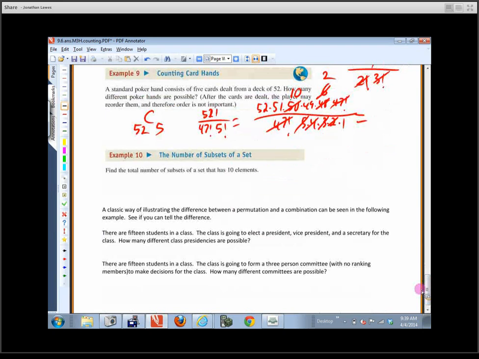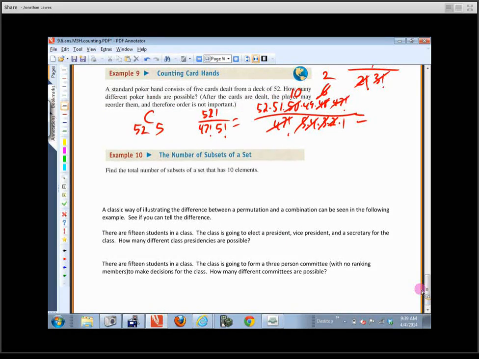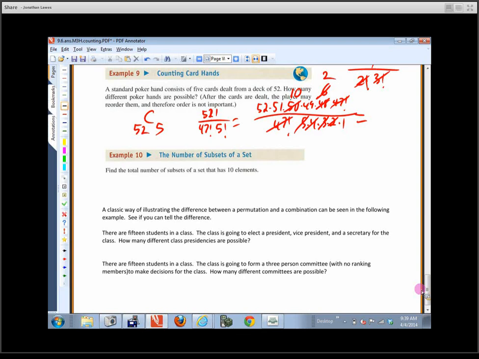Okay. The last problem in the section I would expect you to have a little bit of trouble with. We did skip 9.5. We're going to go back and do that next week. I wanted to talk to you about counting techniques, permutations, and combinations before we did that. Let me just run through this one right here. It says find the total number of subsets of a set that has 10 elements.